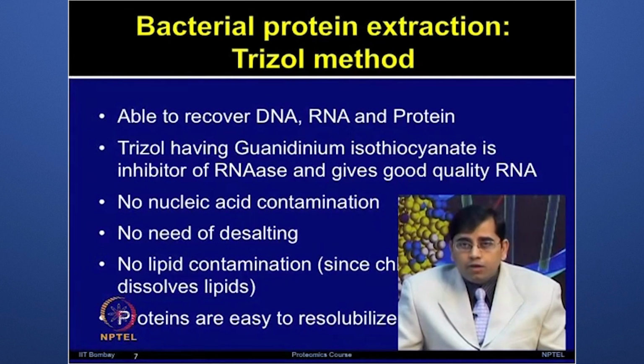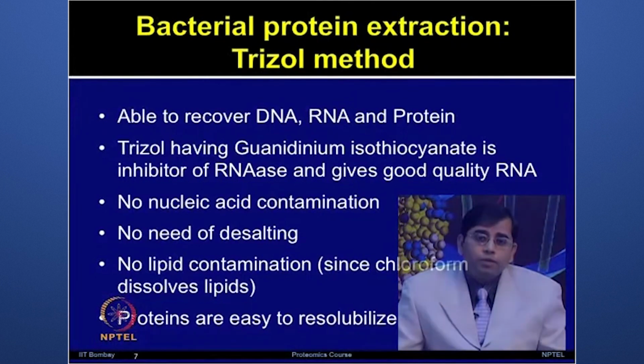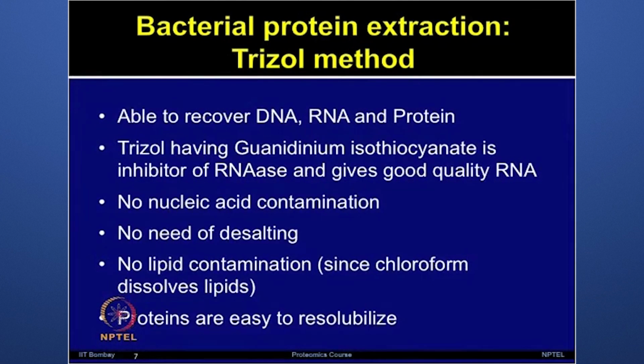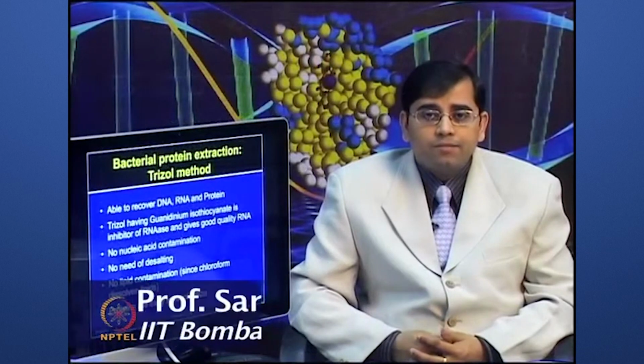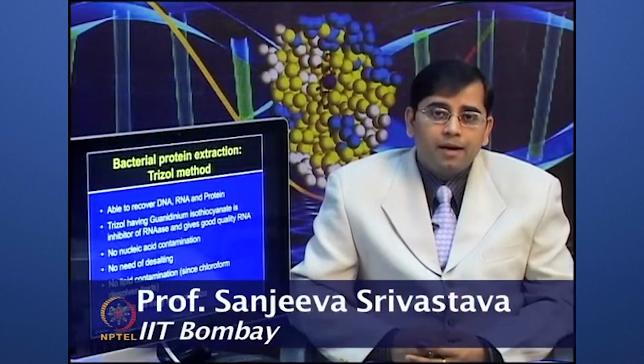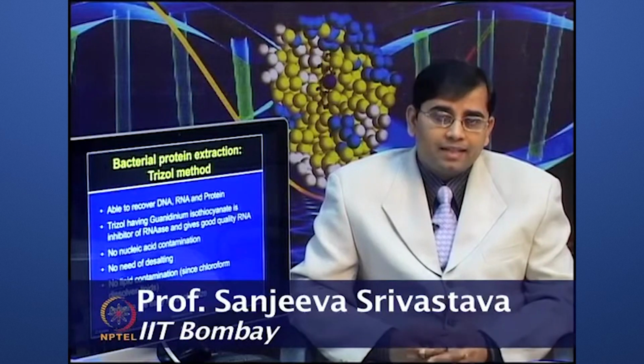This method also eliminates any possibility of nucleic acid contamination, because you are already removing DNA and RNA. Salts are also gotten rid of by using this method. There is no lipid contamination, because chloroform is used along with Trizol, which dissolves the lipids. So, this method is able to get rid of various types of interfering components as well as different types of contaminants. And finally, the proteins are easy to resolubilize after extraction from the Trizol based method. So, this method is very useful for extracting bacterial and other proteomes for analysis.